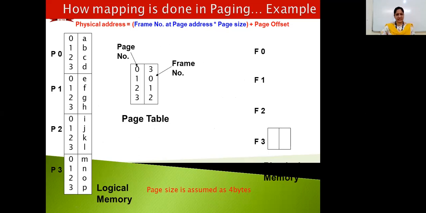For simplicity, we have taken a logical memory which comprises 4 pages, named P0, P1, P2 and P3. Every page has a size of 4 bytes. So in P0 there are 4 bytes named A, B, C, D. In P1 there are 4 bytes named E, F, G, H, and so on. So totally, this logical memory is 16 bytes, because there are only 4 pages mentioned in this example.